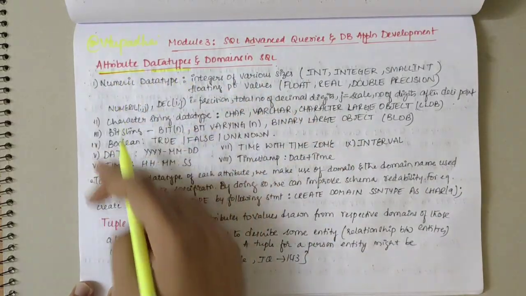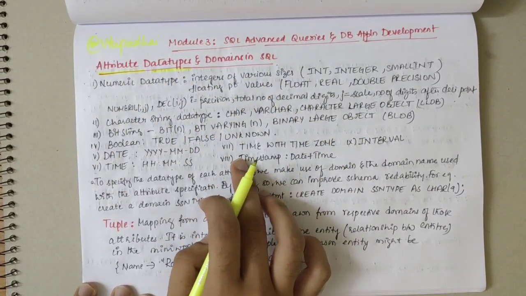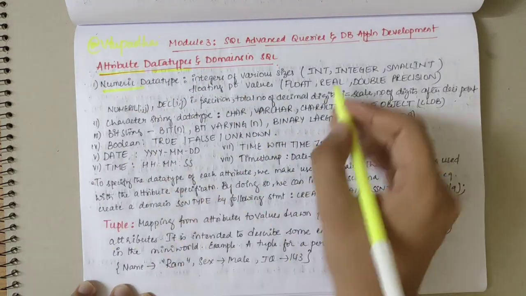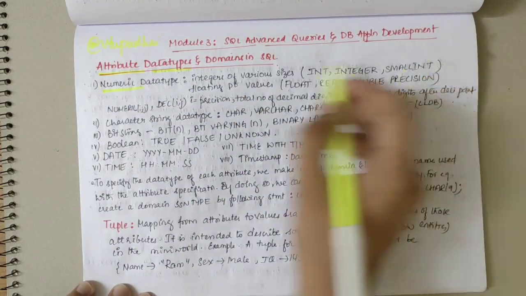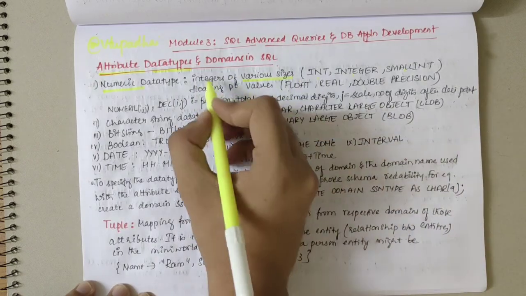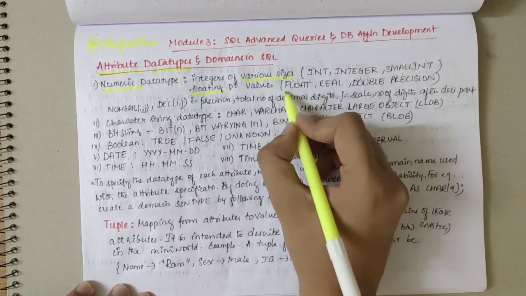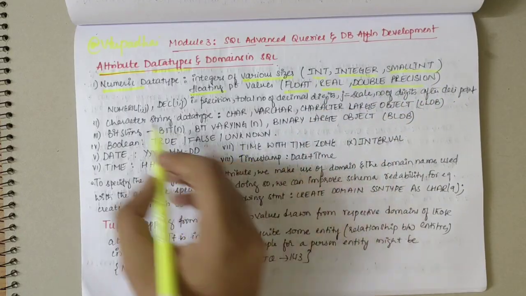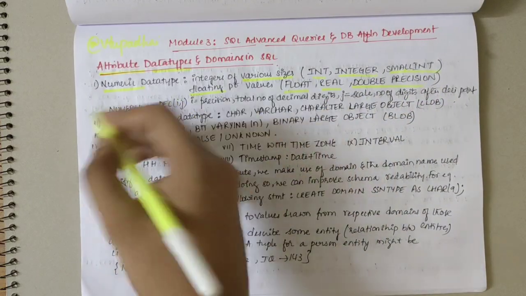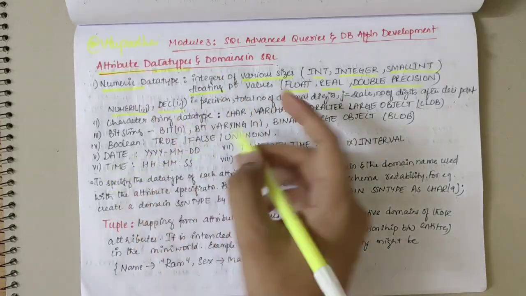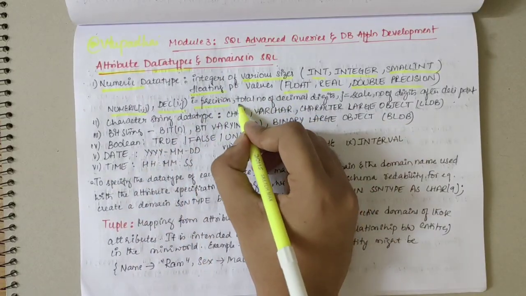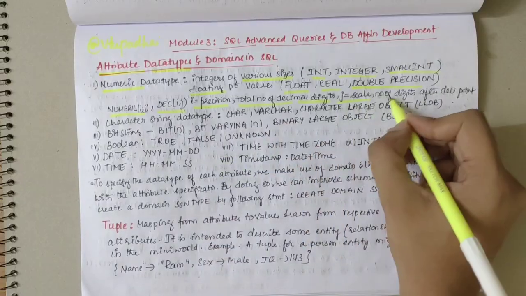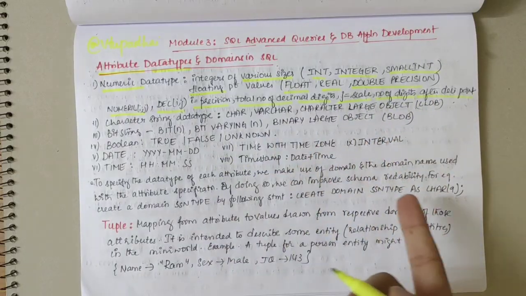There are nearly 8 attribute data types. The first one is numeric. In numeric, we have integer and small int of various sizes. If the numbers are of floating type, then we have float, real and double precision. Then we have NUMERIC(i,j) and DEC(i,j), where i depicts the precision, the total number of decimal digits, and j tells us about the scale, that is the number of digits after the decimal point.